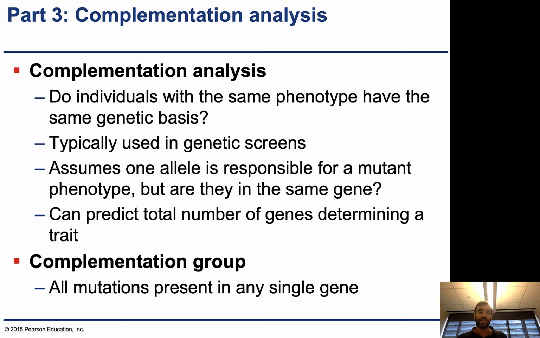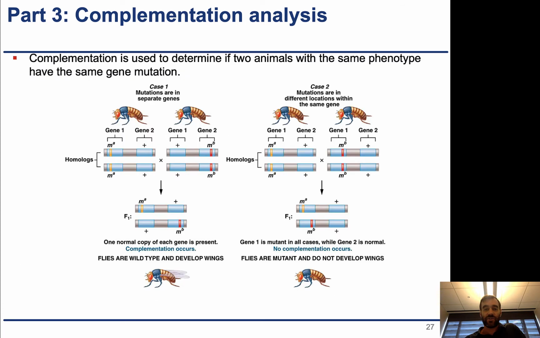After you're done, you're going to have a large collection of these, and you want to study them. One of the first things you want to know is how many of these flies contain alleles in the same gene. How do you do that? The way you do that is with complementation analysis, and then you define complementation groups. These are groups of mutants where all the mutations are present in the same gene.